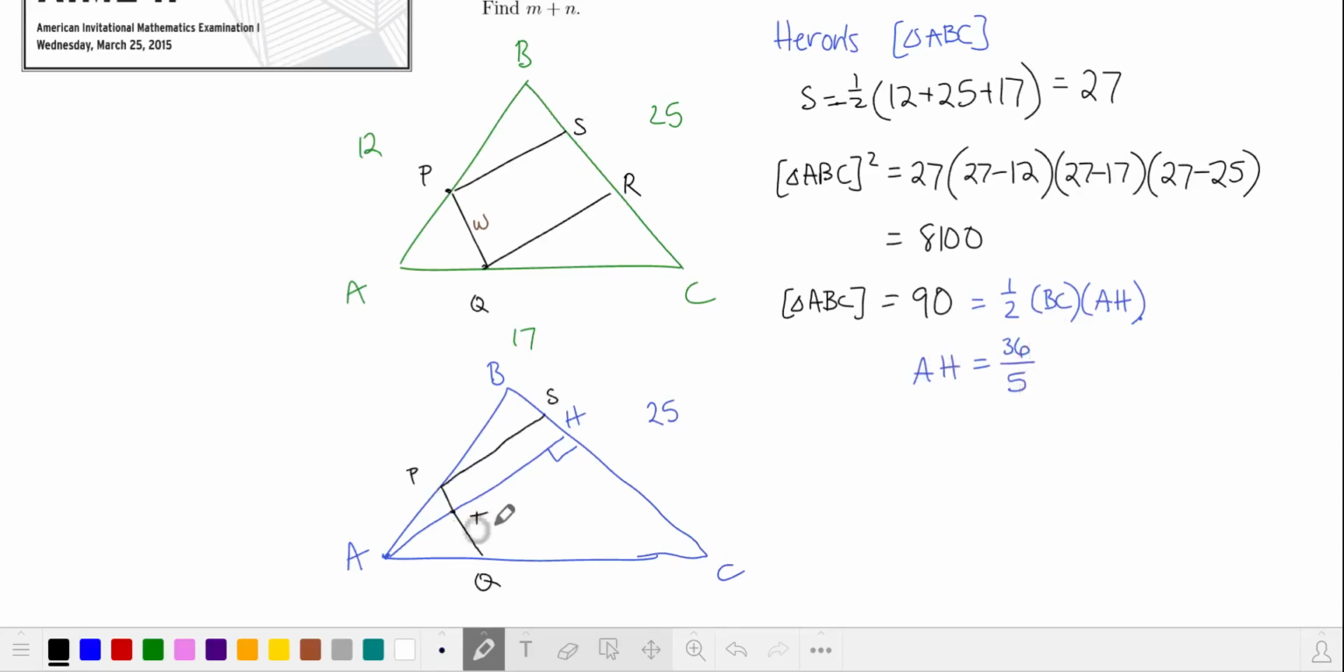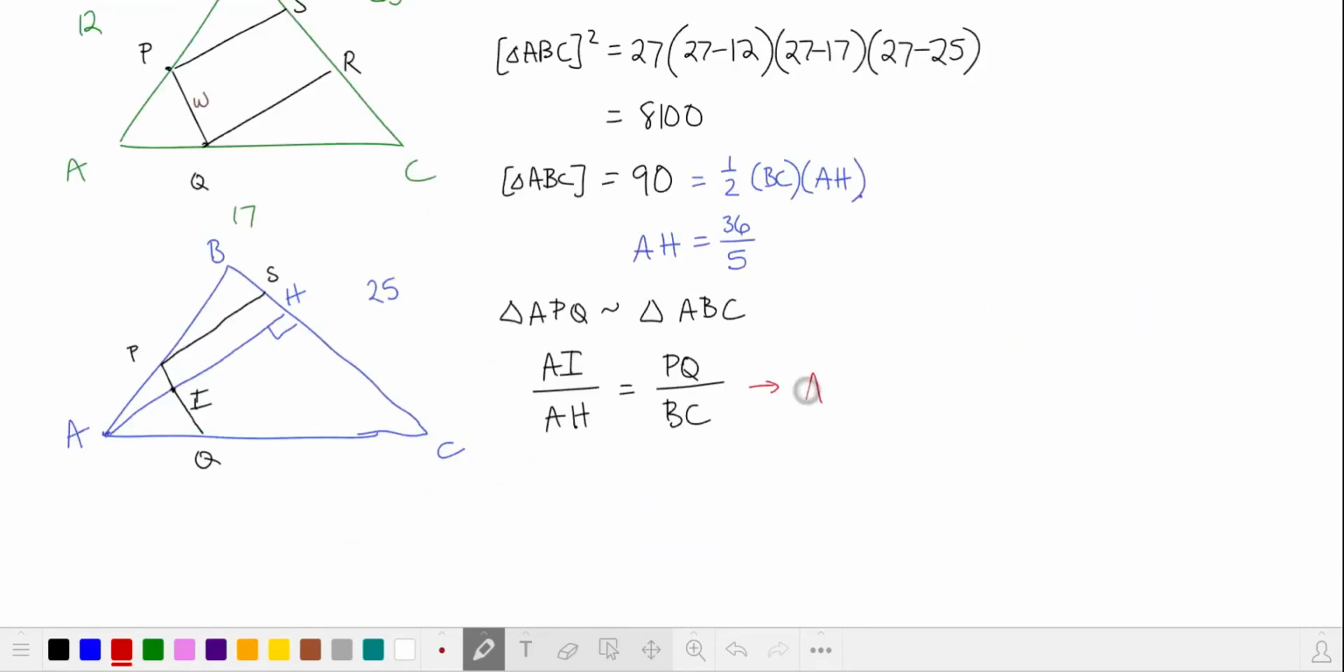PQ has length omega. We can use this area to find the length of this altitude from vertex A. We'll call that AH. Since BC has length 25, solving for AH, we get 36 over 5. Let's call the point of intersection between our altitude and PQ point I. And we have triangle APQ is similar to triangle ABC. Comparing the altitudes, AI over AH is equal to PQ over BC. We can substitute and solve for AI. PQ is omega, BC is 25, and multiplying by AH, which is 36 over 5, the height of this triangle is 36 omega over 125.